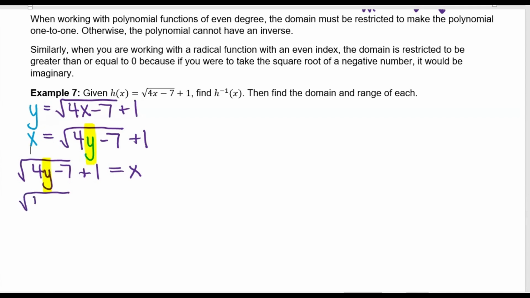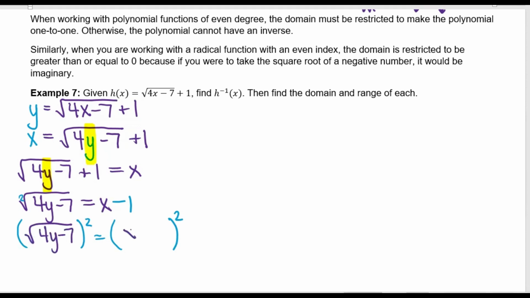We need to get the radical by itself. So the first thing we're going to do is subtract the 1 from both sides. Now that we have the radical by itself, we can get rid of it by squaring both sides because my index is the imaginary 2. So I'm going to square both sides of my equation. If I had a fourth root, I would be taking both sides to the fourth power. If I had a 10th root, I would be taking both sides to the 10th power.